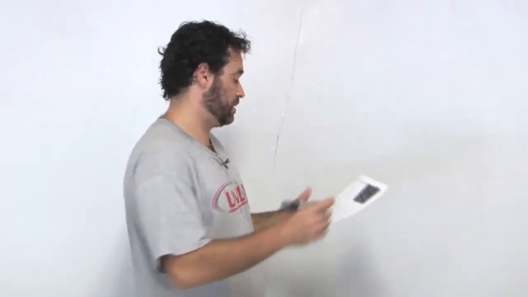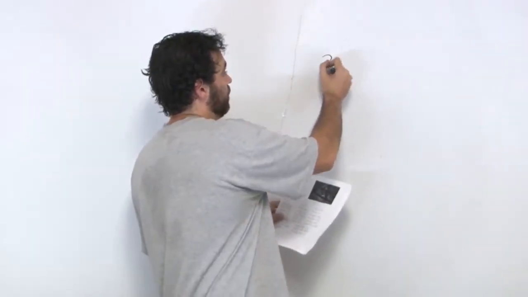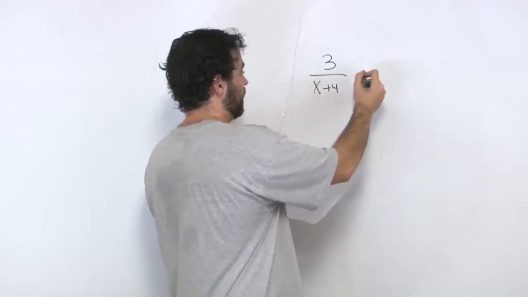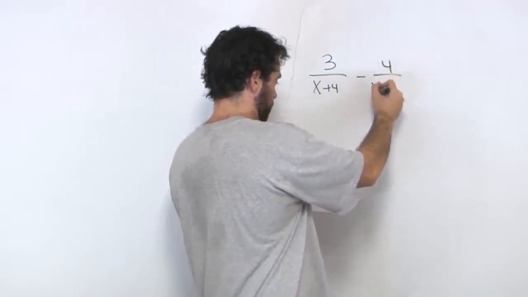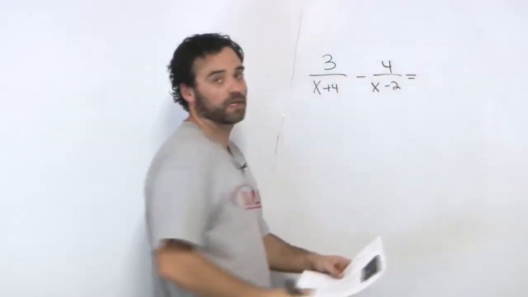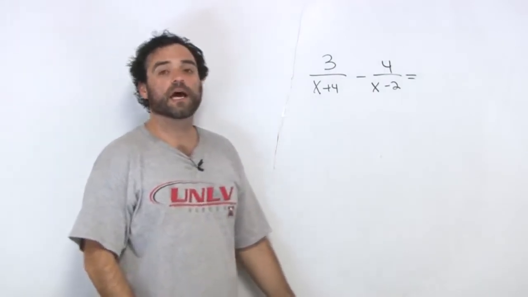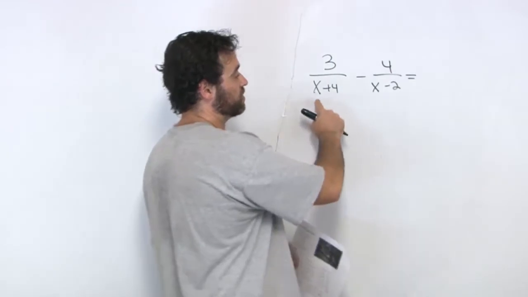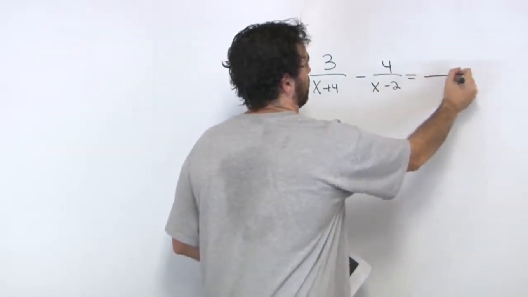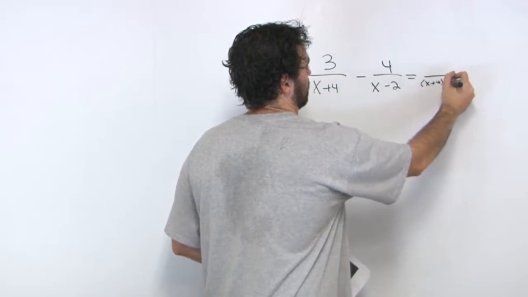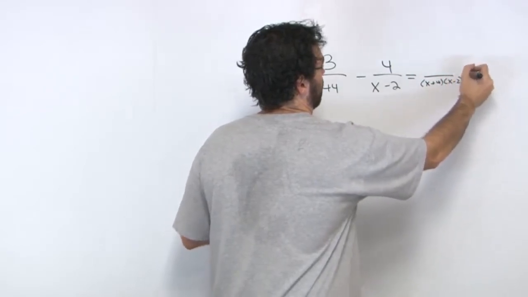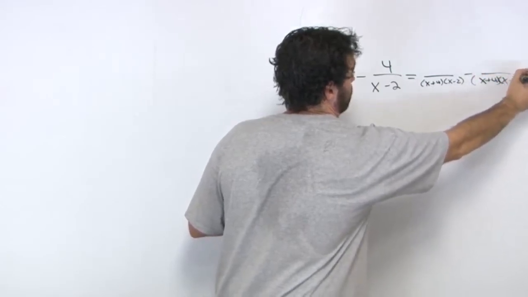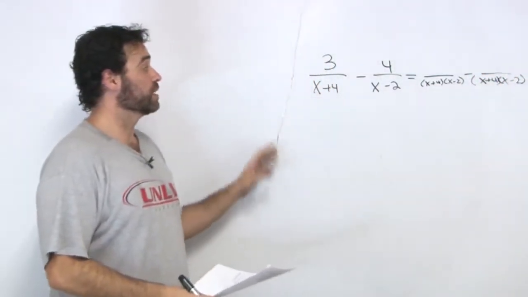That was that. Let's look at another one. I have 3 over x plus 4 minus 4 over x minus 2. Okay? Again, same idea. I need a common denominator. What's the common denominator going to be? Our LCD is going to be x plus 4 times x minus 2. Okay? There is our LCD.